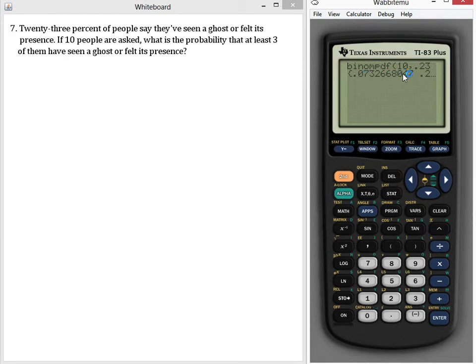That returns a list of probabilities going from 0 outcomes all the way up to 10. But I want to put this in a list so that it's a little bit easier to see here. If I go in my list editor, I've got all those probabilities here. So this is the probability of 0 outcomes, 1 person has seen a ghost, 2 people have seen a ghost, 3 people, 4, and so forth.